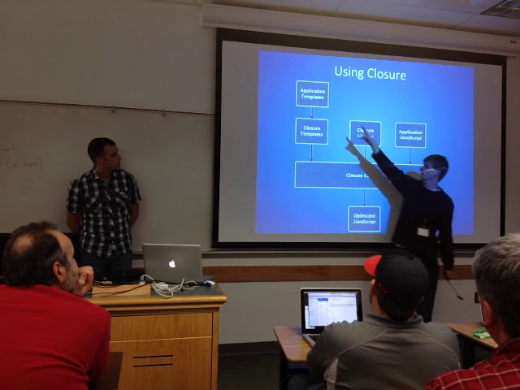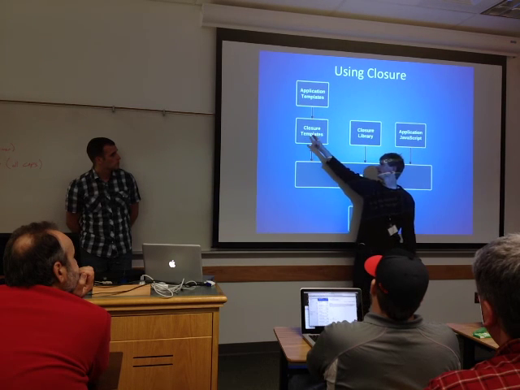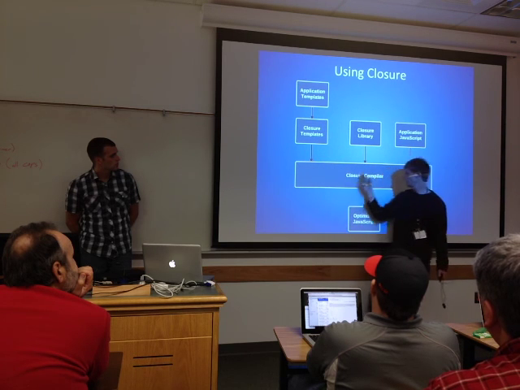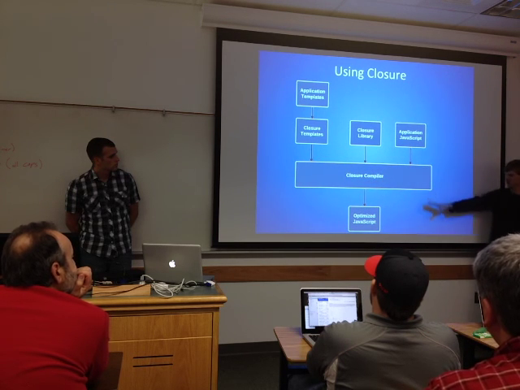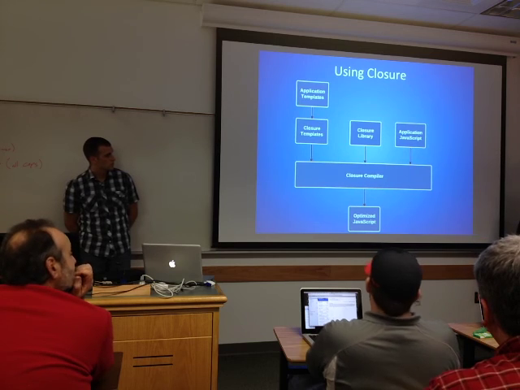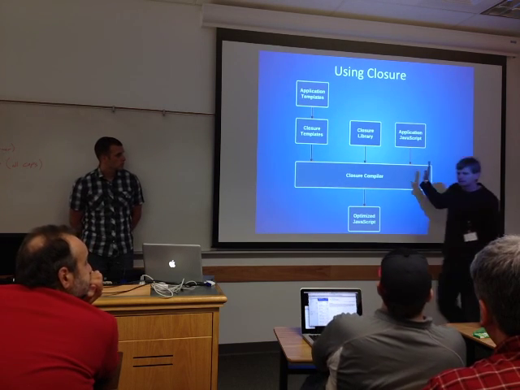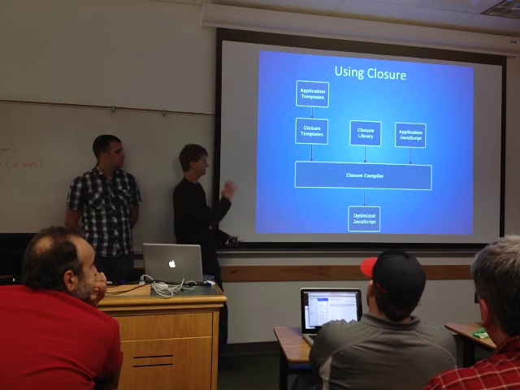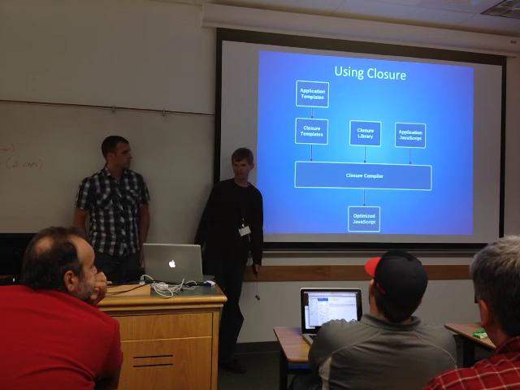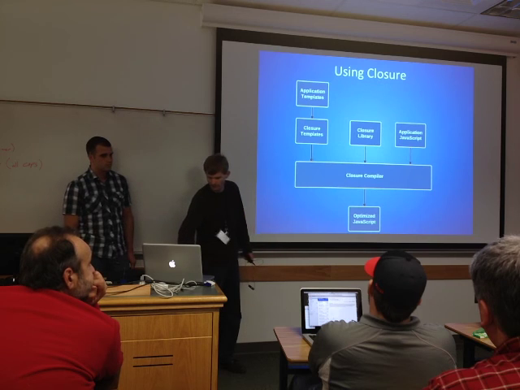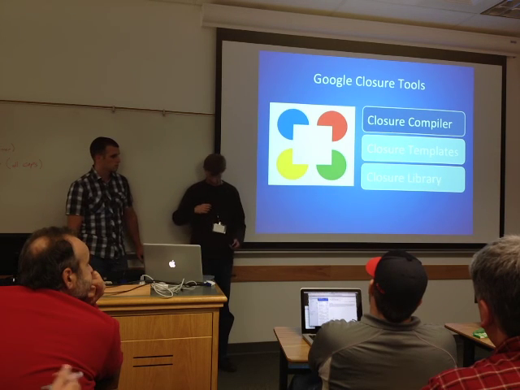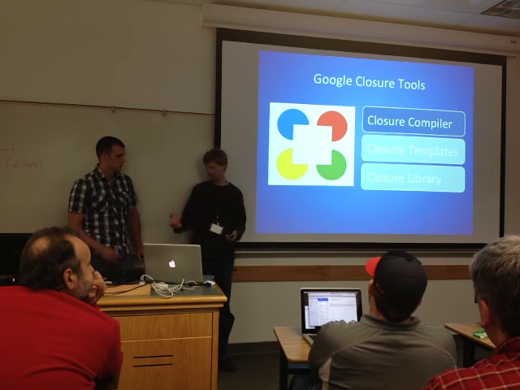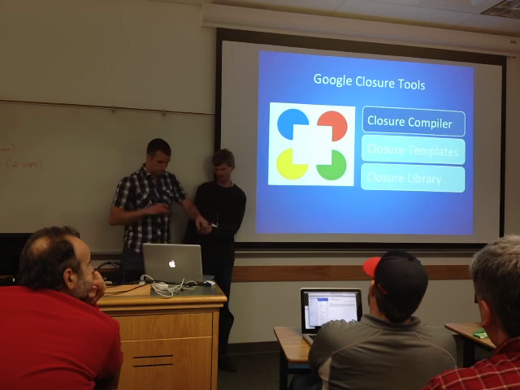And finally, you create your application templates, run them through the template compiler, and then the output of that goes into the Closure compiler as well. What it spits out, when you put all those inputs together, is this very, very optimized JavaScript. We'll go through in detail what all that means, but at a high level, that's the way the tools work together. The first thing that we'll talk about is the Closure compiler. And I'm going to hand it off to Alma to talk about that.